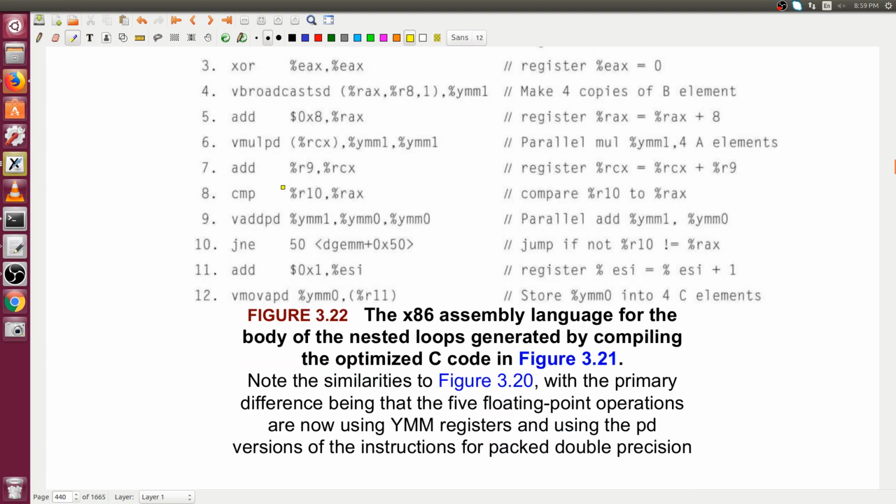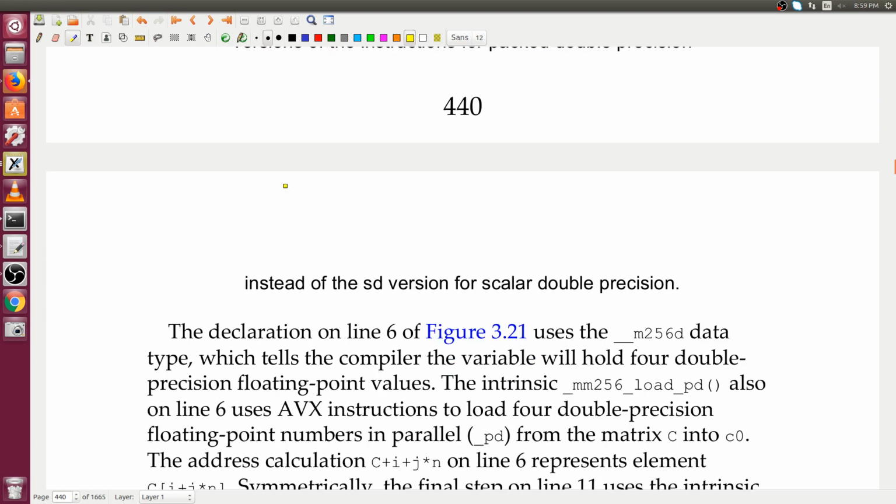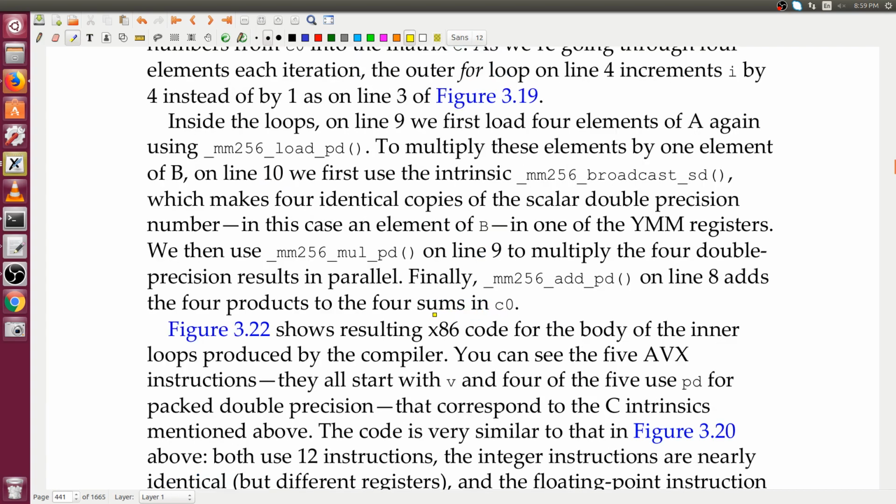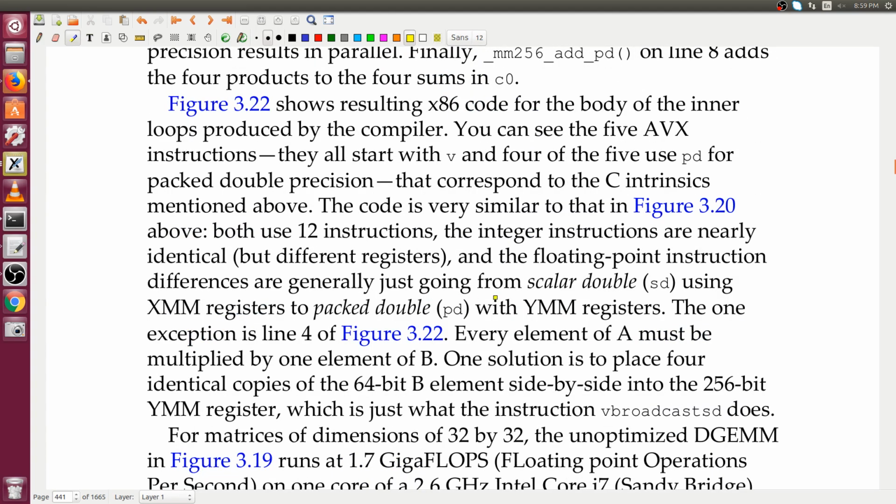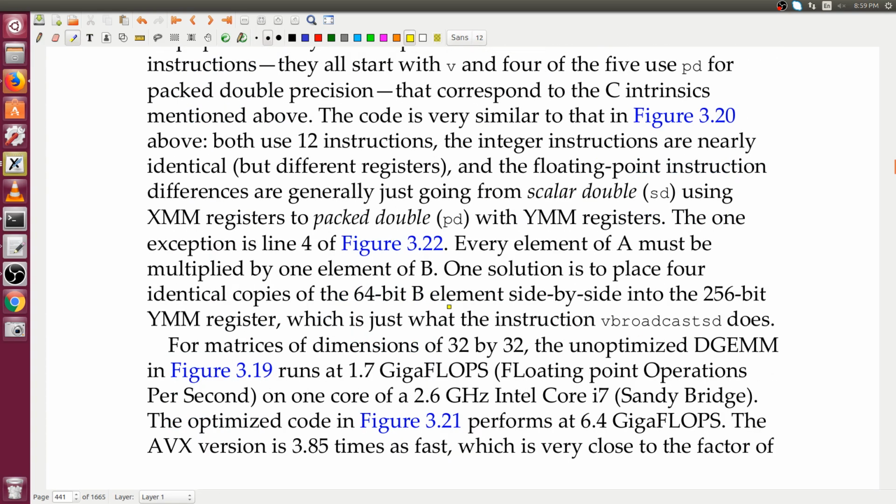So vBroadcast SD. That's interesting. Let's see if they tell us what vBroadcast does. Here we go. One solution is to place 4 identical copies of the 64-bit element B side by side into the 256-bit YMM register. So that's what broadcast does. Broadcast basically says, okay, here's a single piece of data. I want you to give this to many people or many locations.